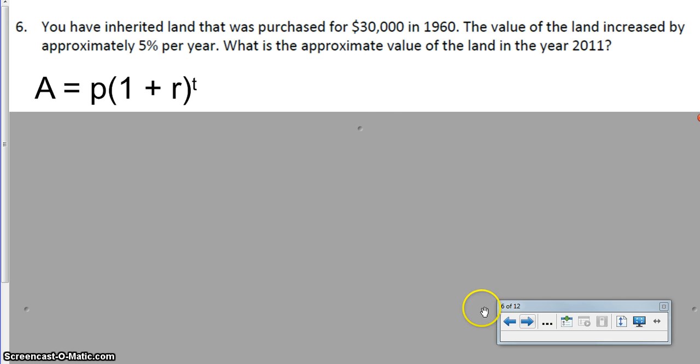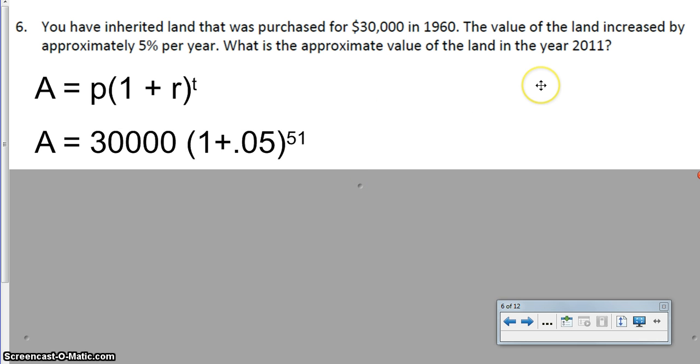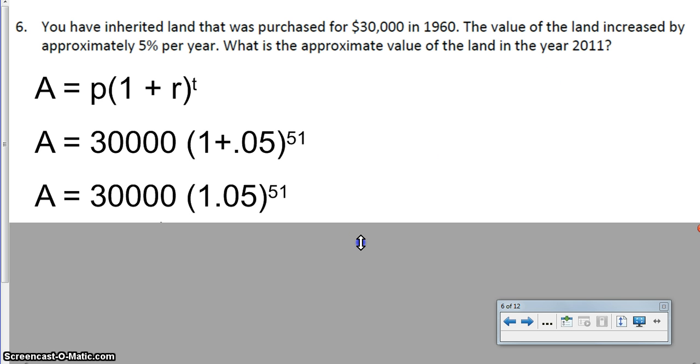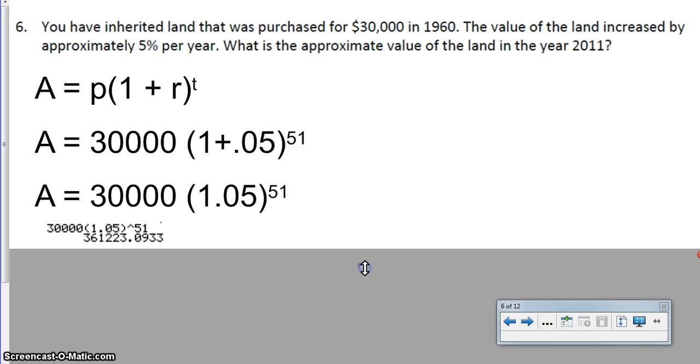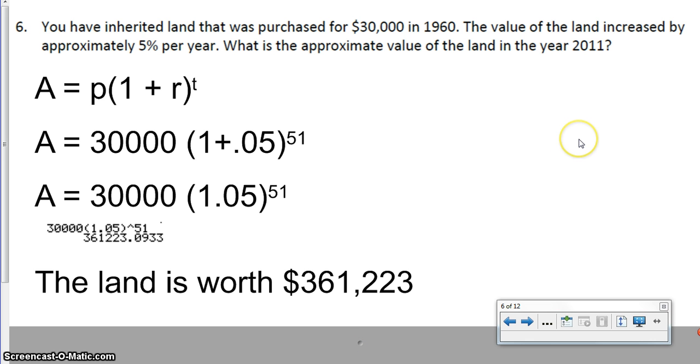Hopefully you knew that you were going to use the exponential growth model. It was not a population this time, it was a dollar amount of 30,000, and 51 years from 1960 to 2011. We go ahead and set it up like this, put it in the handy dandy calculator. And we know it's a monetary amount, so the land is worth $361,223. Notice that because of accuracy and precision, it started with an approximate land value of $30,000, so you wouldn't bother to put the cents at this point.